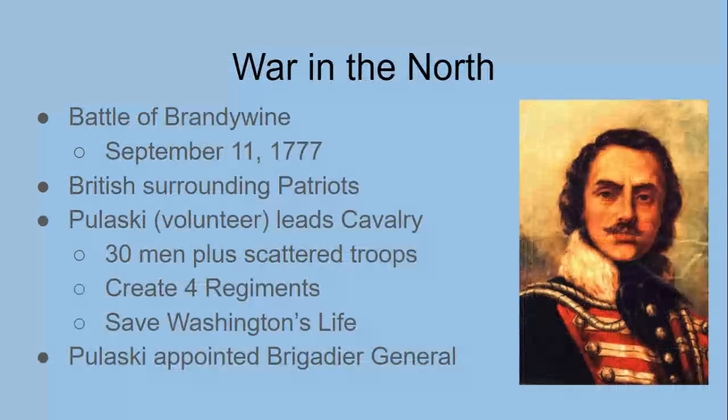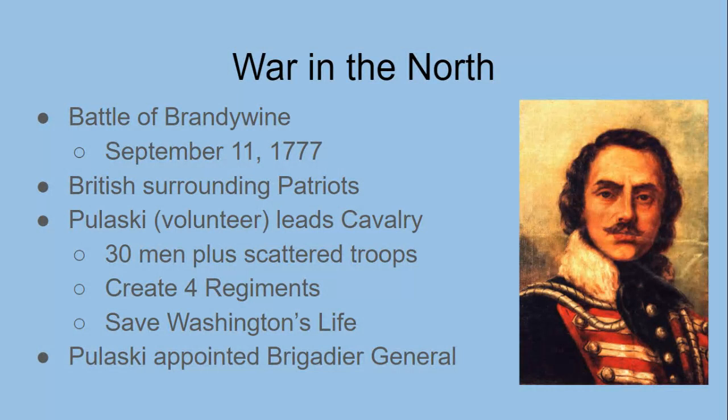In the north, at the Battle of Brandywine, September 11th, 1777, the British are surrounding the Patriots. Pulaski, who's a volunteer at this point, leads the cavalry. He has 30 men from Washington's personal guard. As we know, George Washington is the commander-in-chief of the Continental Army. Pulaski has 30 men from Washington's personal guard, plus some scattered troops that he finds around, and he turns them into 4 regiments, manages to use those to spread out, stop the British who are trying to surround the Patriots, and as a result, he saves General Washington's life.